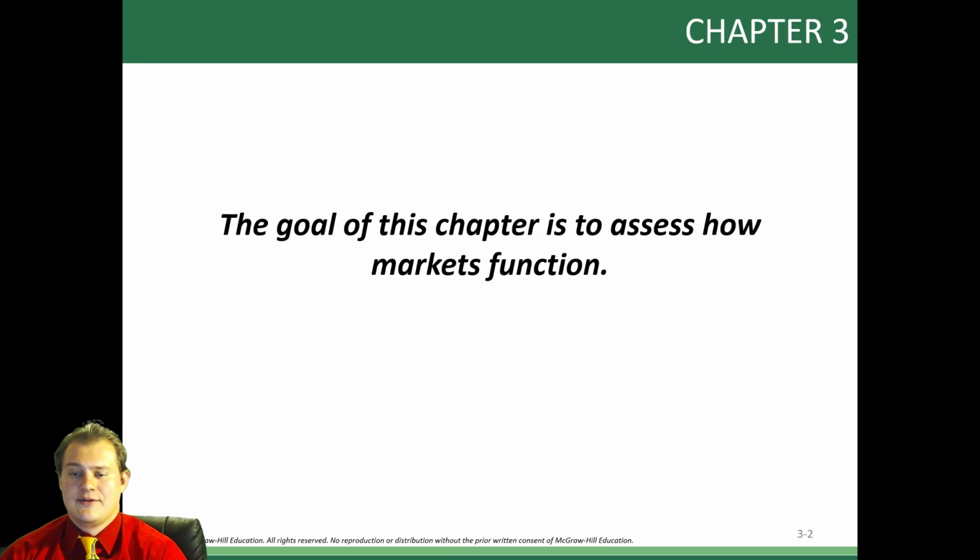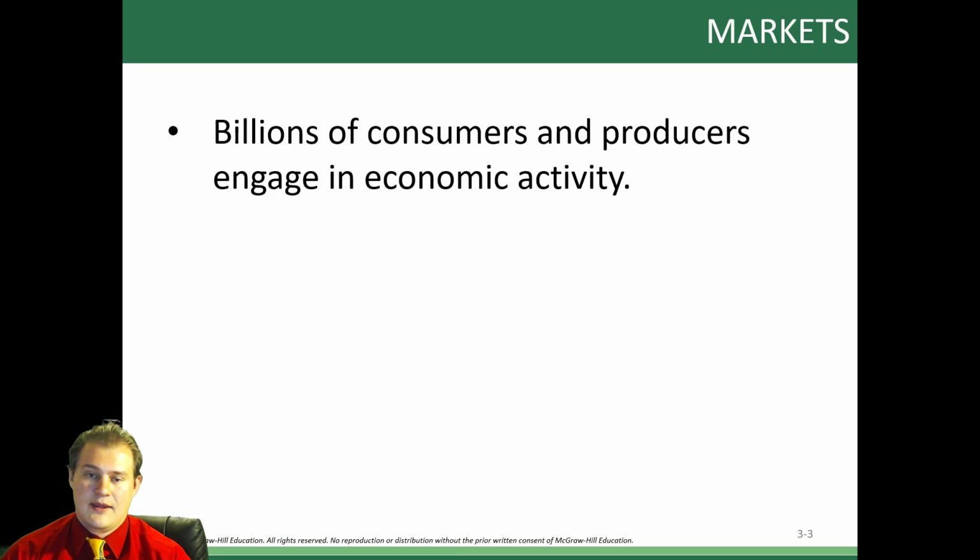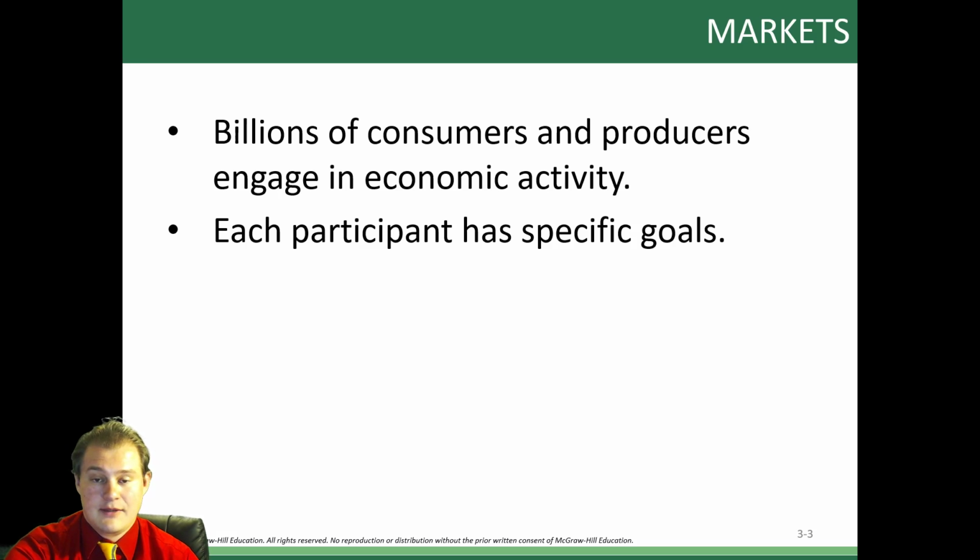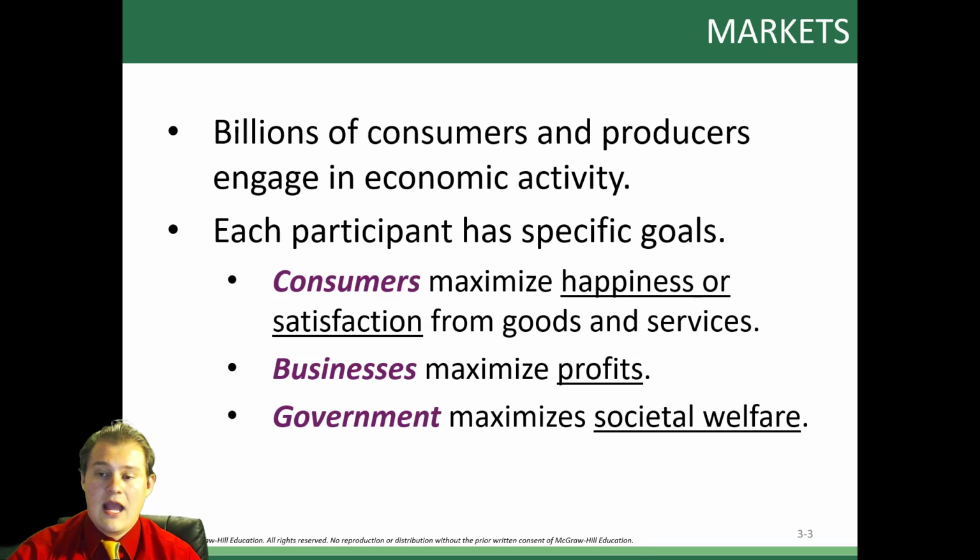The goal of this chapter is to assess how markets function. Billions of consumers and producers engage in economic activity. Surprise, surprise. Each participant has specific goals. This is something to keep in mind: my goals in the market might not be your goals in the market. I want different things, you want different things, and we're going to participate differently. However, the way they put it up is with groups of participants.